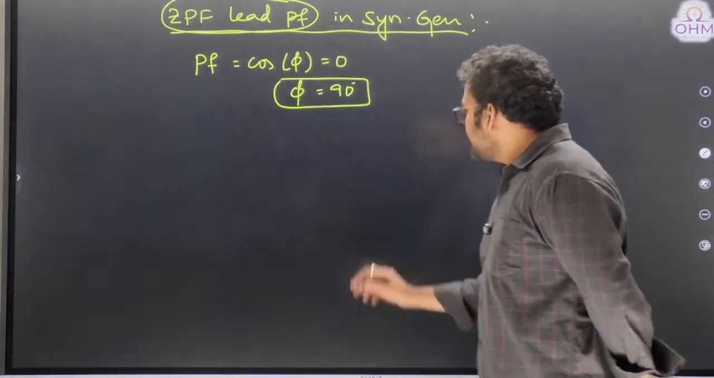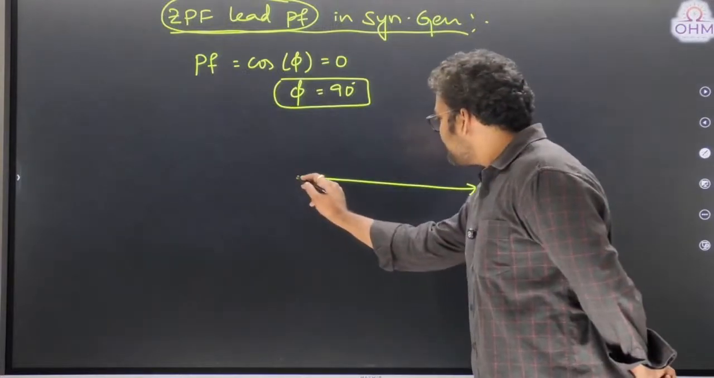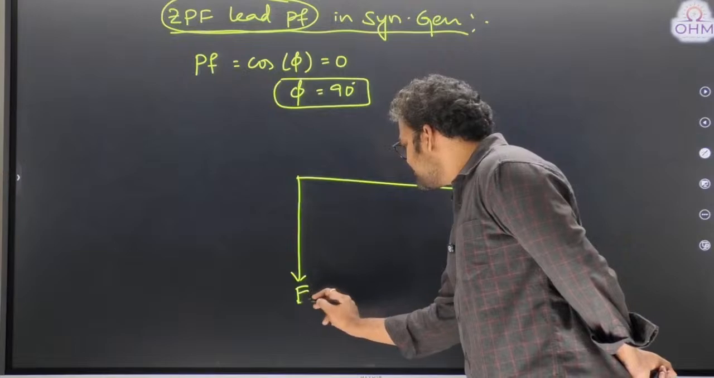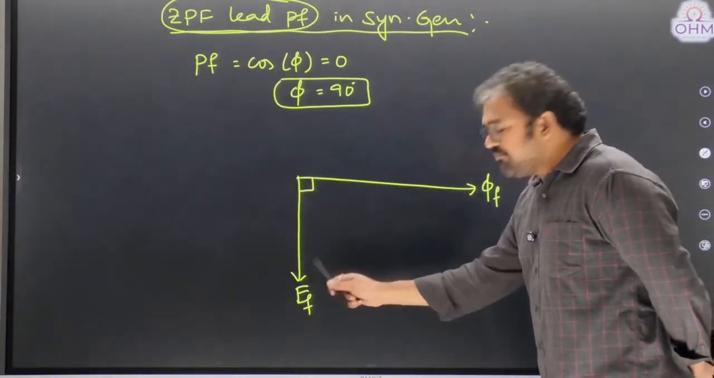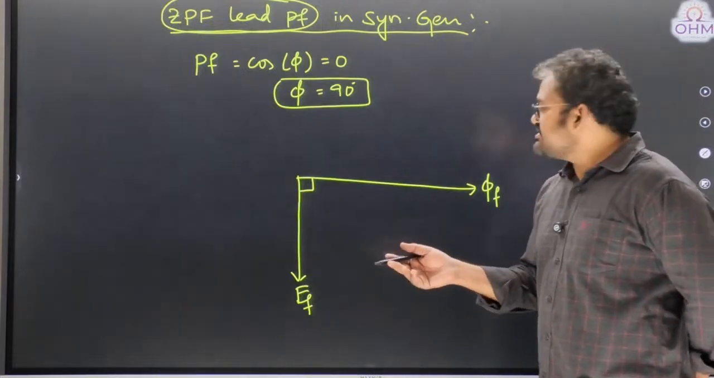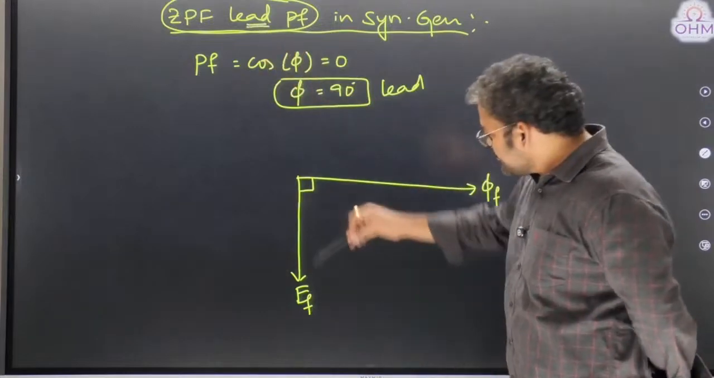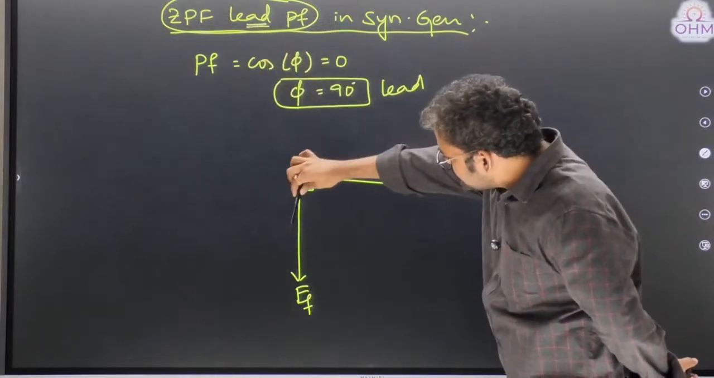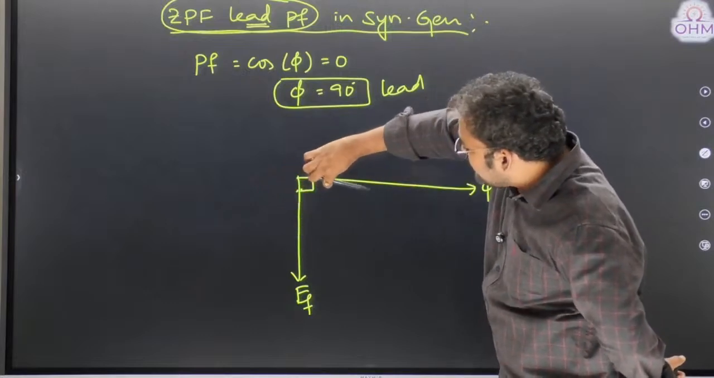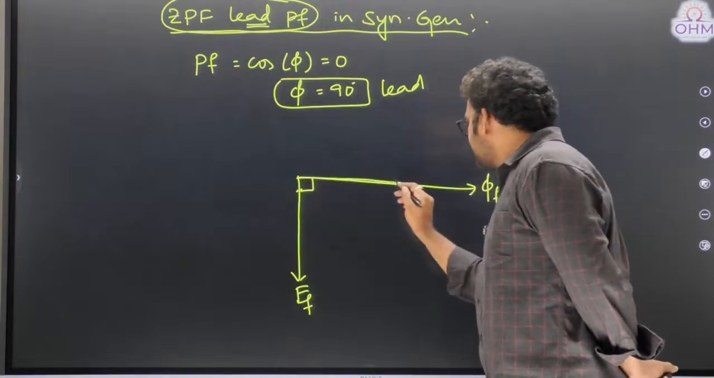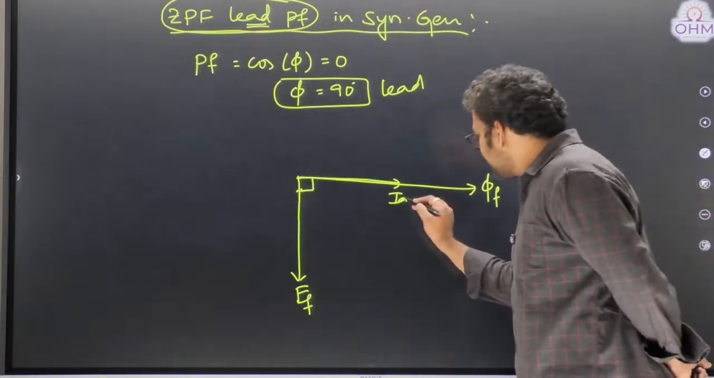So if you take main field flux as reference, induced EMF is lagging the flux by 90 degrees. Lagging means anti-clockwise direction. Now this EMF will generate a current which is 90 degrees leading. I said leading power factor. So this is the voltage. Keep your pen on voltage. Rotate your pen in anti-clockwise direction by 90 degrees. Therefore, armature current will come at this particular time. So this is armature current.